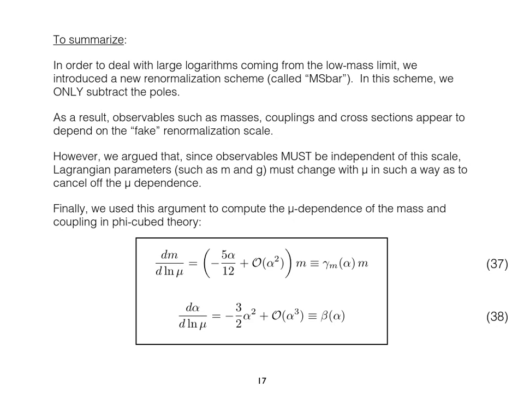So we argue that observables have to be independent of the scale, right? So that means that the only possibility is that parameters in our theory must depend on mu, okay? Right, and so we did that for the mass, we did it for the cross-section, right? And we found that, sure enough, the mass and the coupling satisfy these kind of differential equations that tell us how they depend on mu, right? The anomalous mass dimension goes like order alpha, and the beta function goes like alpha squared.